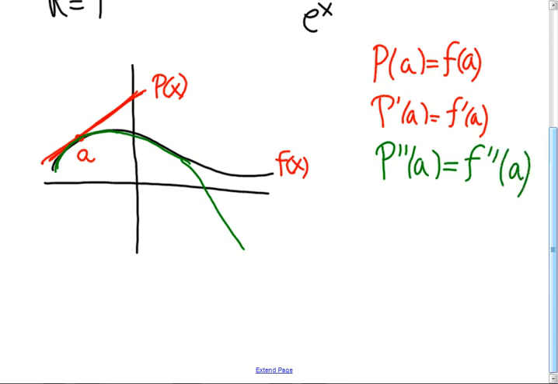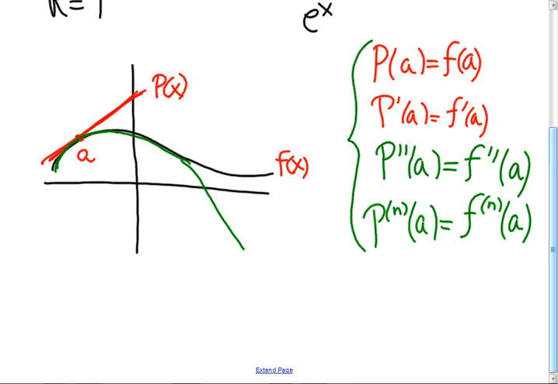Well, what do you think about all the derivatives? What about the nth derivative at a and the nth derivative of f at a? They got to be the same. So using this information, you can find some approximations to the curve. Is that okay, Marshall? Have you looked at this? If you looked at it, it should make a little bit of sense.